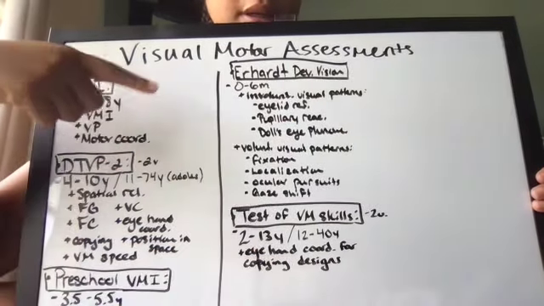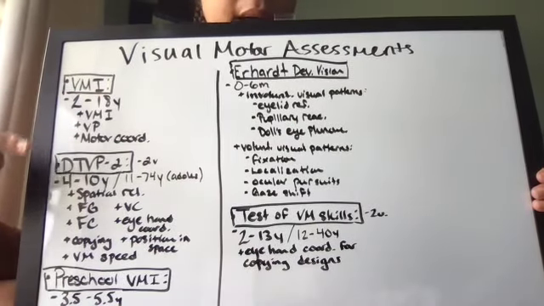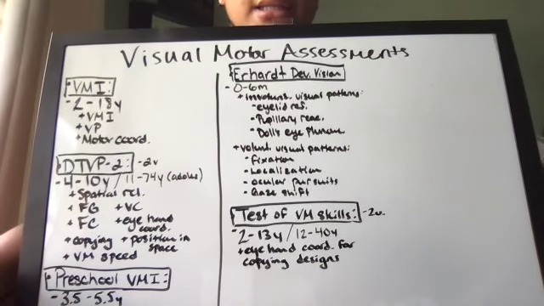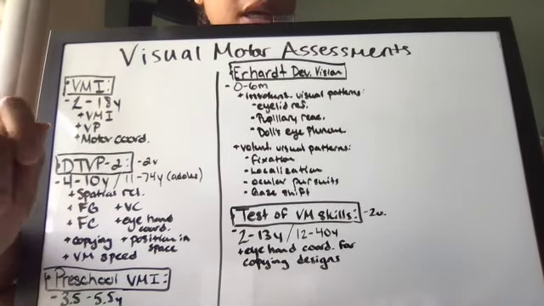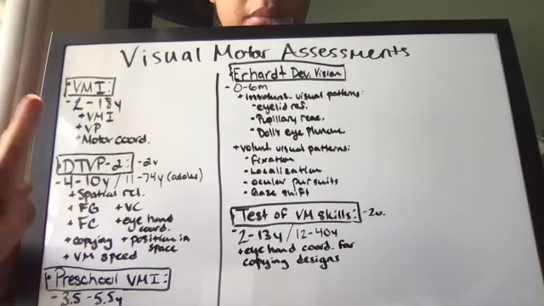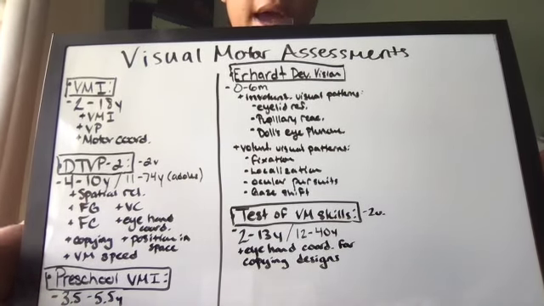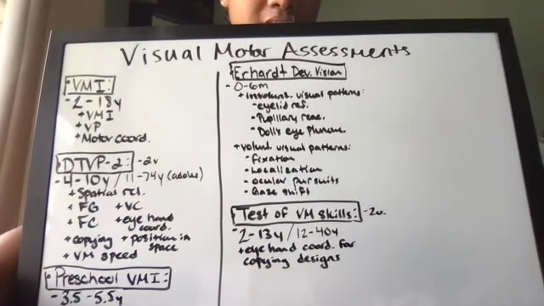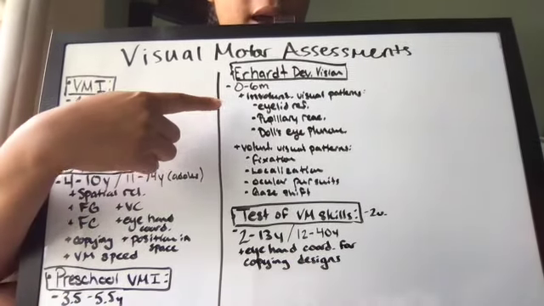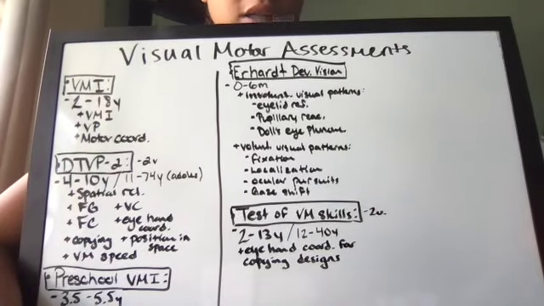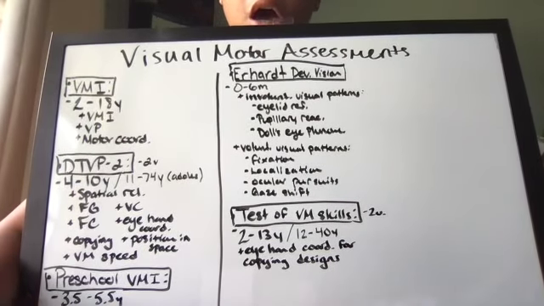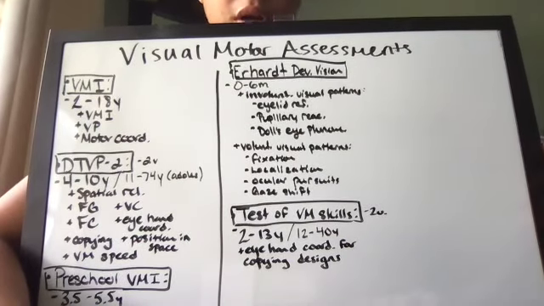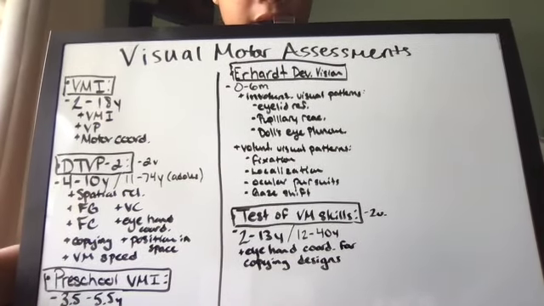Unlike the previous ones over here, the VMI, DTVP, and the Preschool VMI, it is not so much looking at your writing, more so looking at the muscles of the eye and the involuntary and voluntary visual patterns that I have listed here. So I'm going to just go into some detail about what these are. We'll start with involuntary visual patterns.